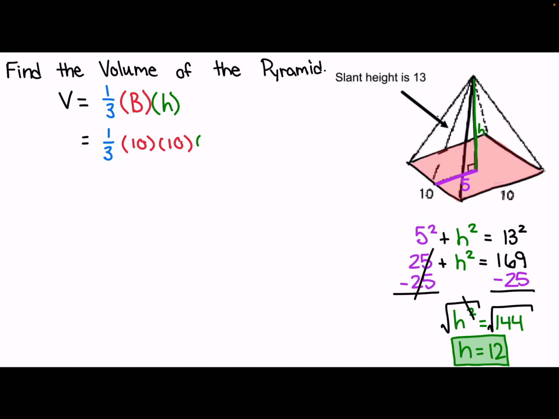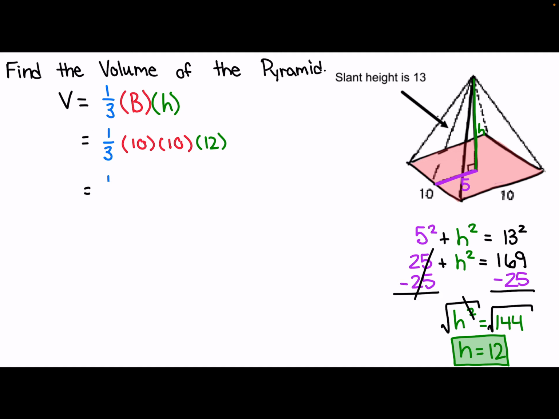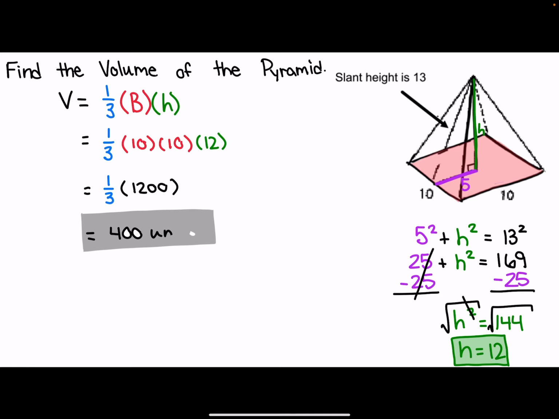10 times 10, again, is 100. 100 times 12 is 1,200. 1,200 divided by 3 is 400 units cubed.